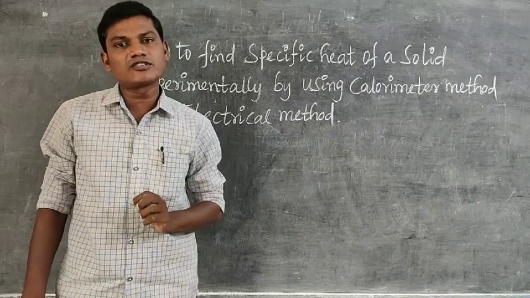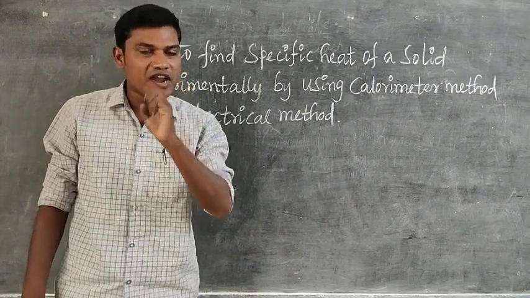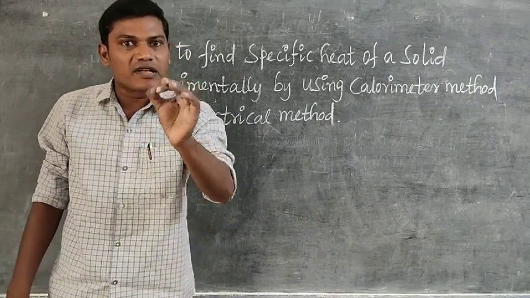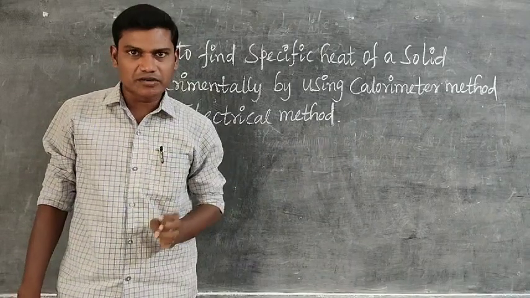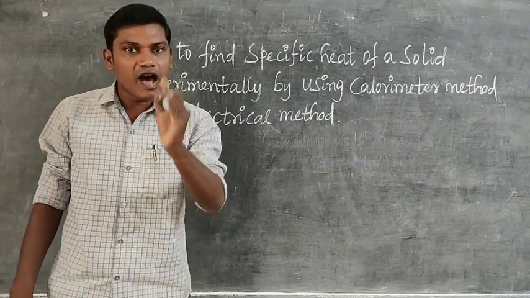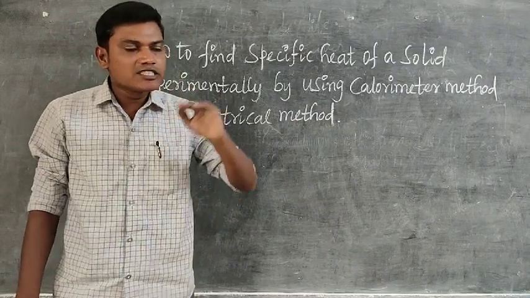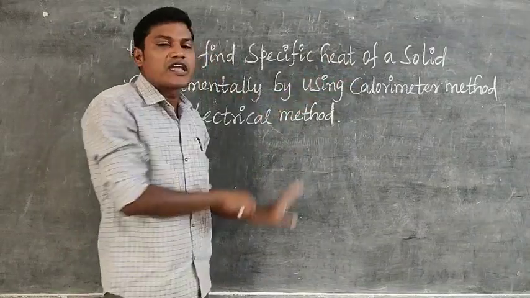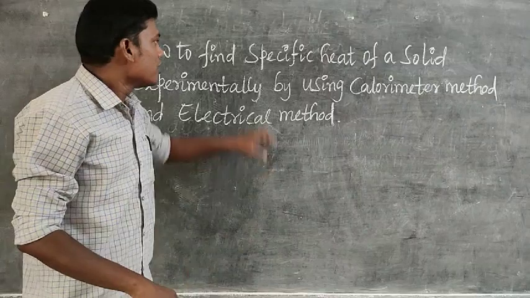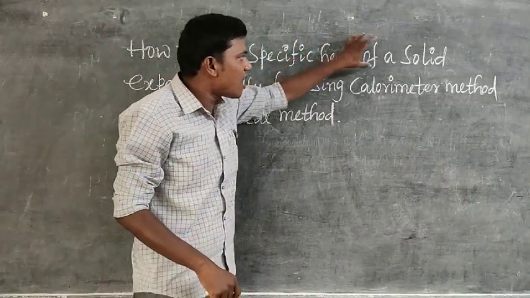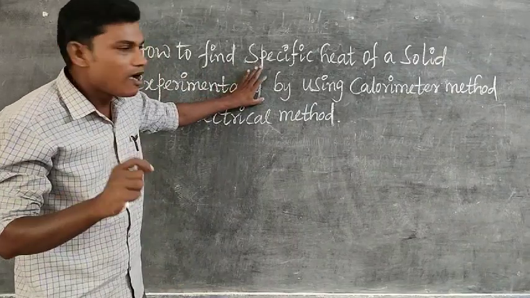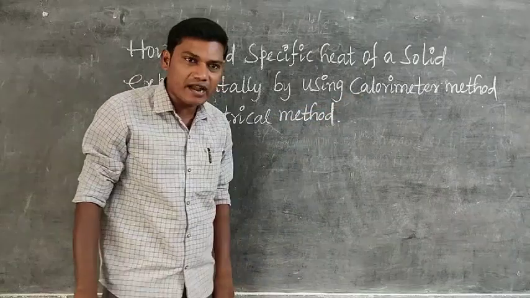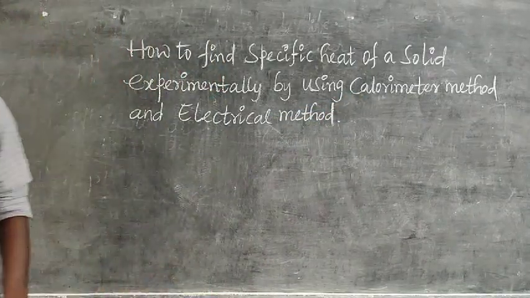But another new method I am also telling, that is how we can find the specific heat capacity of a solid by using the electrical method also. So during the examination, if they specially mention to explain the specific heat capacity of a solid by using a calorimeter, at that time only we write the calorimeter method. Otherwise, if they ask how to find the specific heat of a solid experimentally, you can write either the calorimeter method or the electrical method.